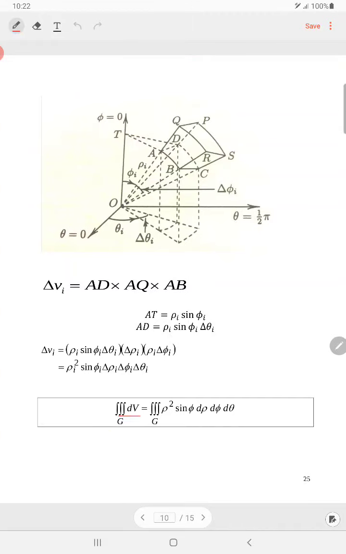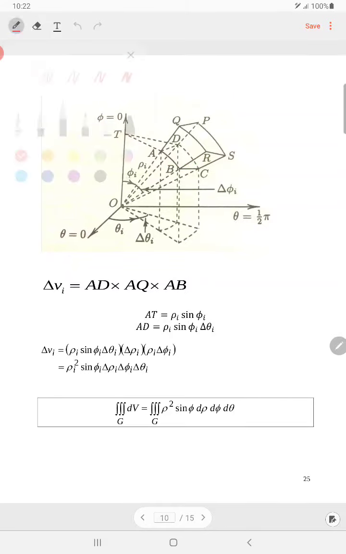Today I'm going to show you how to get dV integrated over solid G using spherical coordinates. That will be equal to rho squared sine phi d rho d phi d theta. Here we have a spherical box. This is what we call a spherical box. This spherical box is obtained from having two spheres, two cones, and two vertical planes.